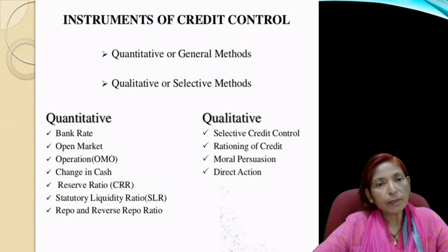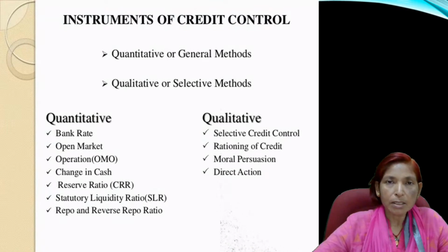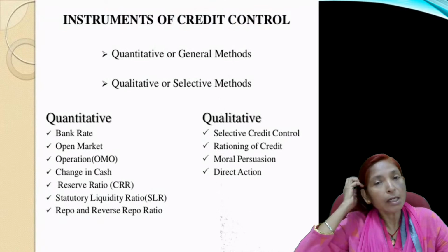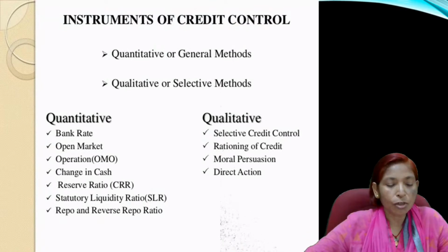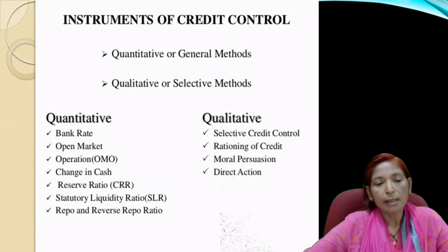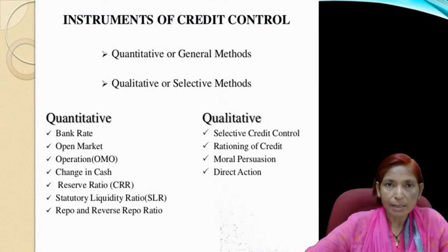In quantitative instruments of credit control, we can take bank rate, open market operations, cash reserve ratio, which is known in short form as CRR, statutory liquidity ratio, which is called SLR, and repo rate and reverse repo rate. All these points are included in quantitative credit control instruments.